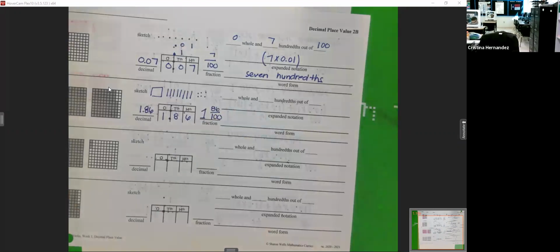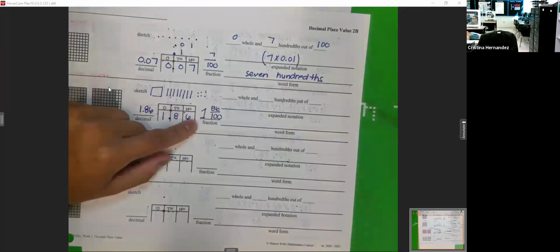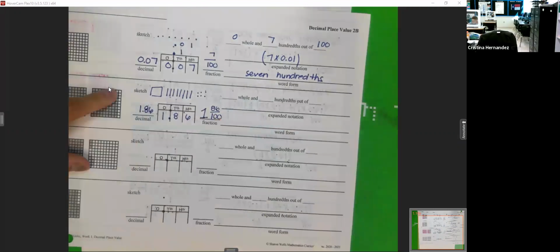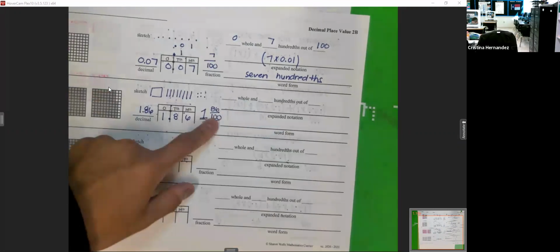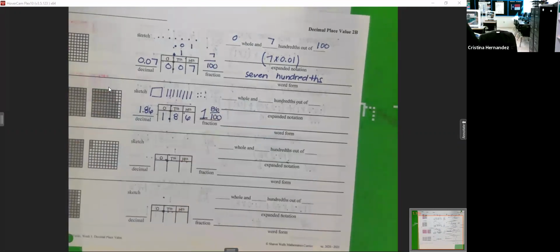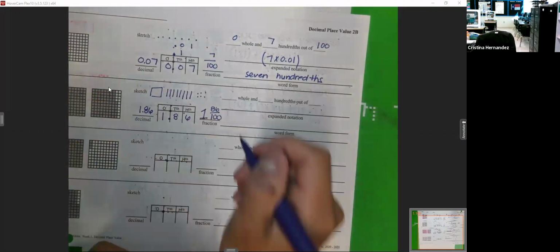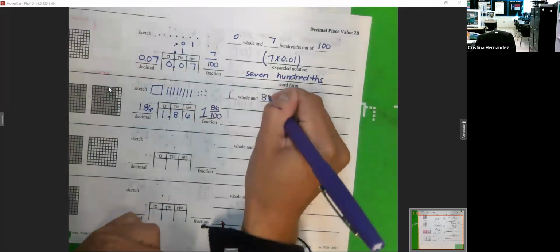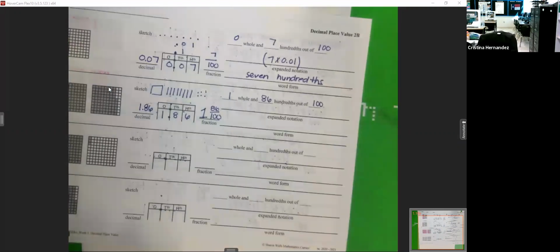So this hole right here, I don't want y'all to get confused. This hole is accounted for right here with this big 1. But we didn't make another hole, did we? So we have to make the fraction for that. So most of y'all got this part right. 1 and 86 out of 100, right?